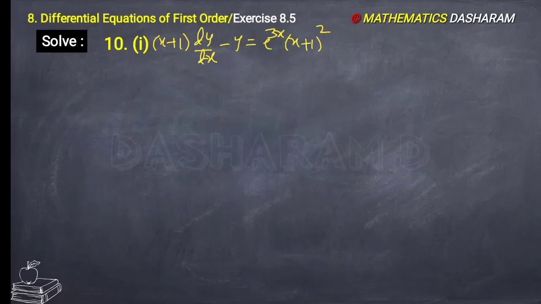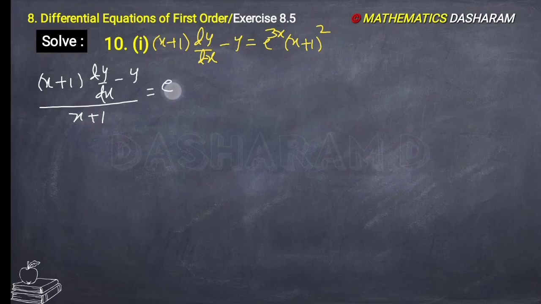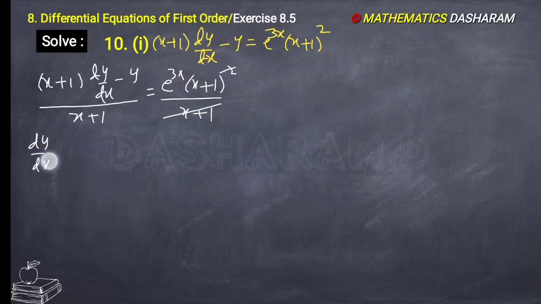10th bit first problem, (x plus 1) into dy by dx minus y equals e power 3x into (x plus 1) whole square. So here left side and right side divide with x plus 1. So (x plus 1) into dy by dx minus y by x plus 1 and e power 3x into (x plus 1) whole square by x plus 1. Here x plus 1 square cancel and split into two fractions, so dy by dx, here x plus 1 cancel, then y by x plus 1 equals e power 3x into x plus 1.